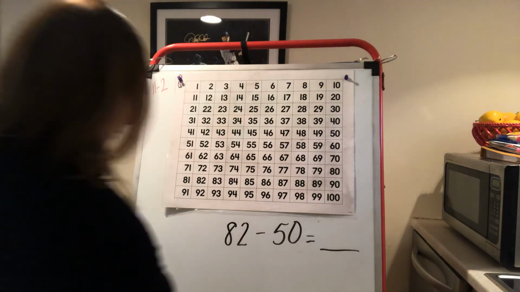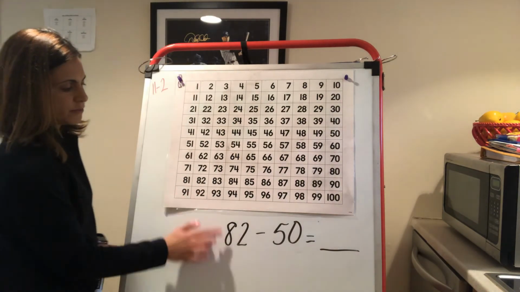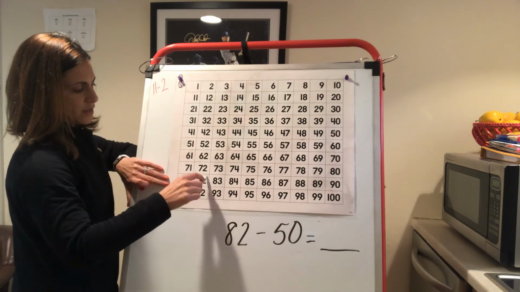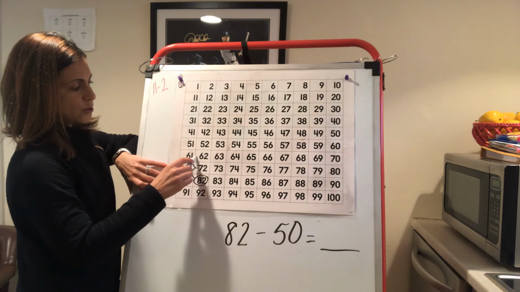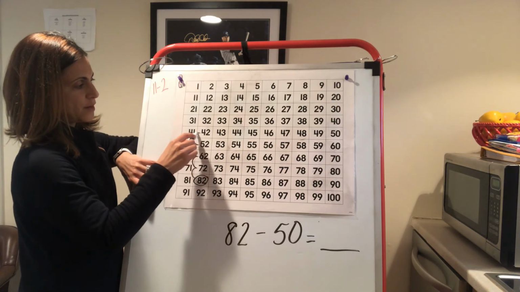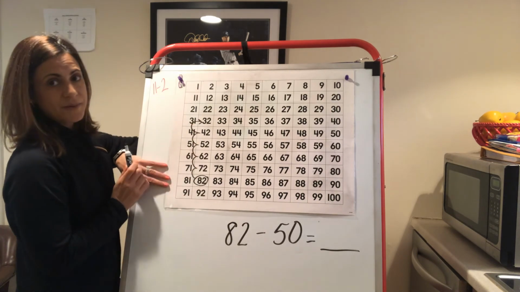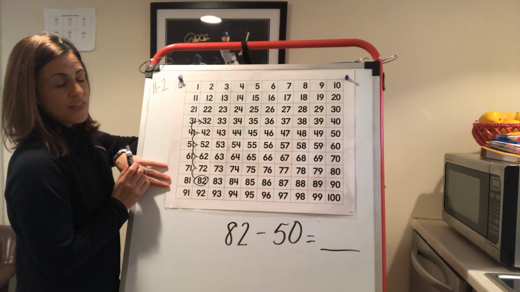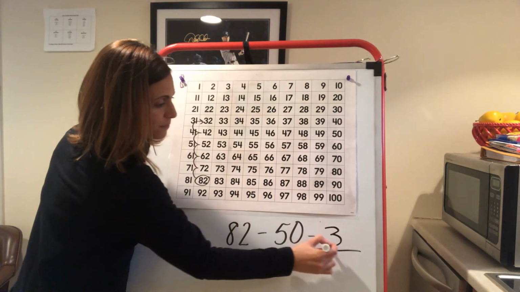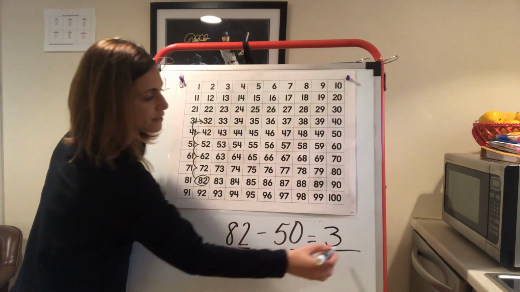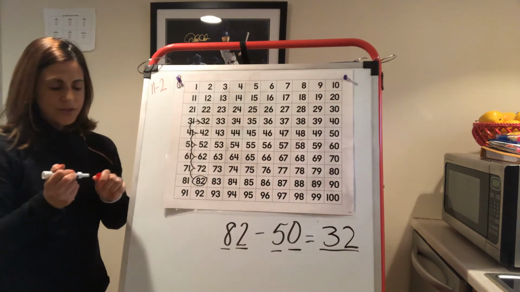Okay, so we start at 82 right here. Count back 5 groups of 10. 10, 20, 30, 40, 50. What are you left with? 32. 8 take away 5 we said was 3. And 2 ones minus 0 ones is 2. 32 is your answer.